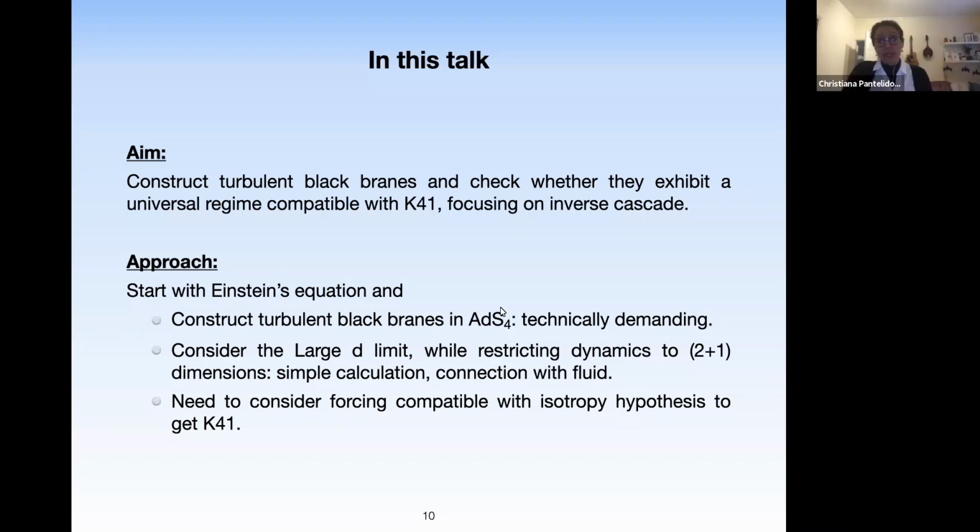So the way that computation relates to what I'm doing here: first of all, that one is in finite D. What we are doing is in large D. And they did not have forcing, we do. Because of precisely this distinction, they do not see K41, while we do. That's the comparison with Paul Chesler's work in a nutshell.